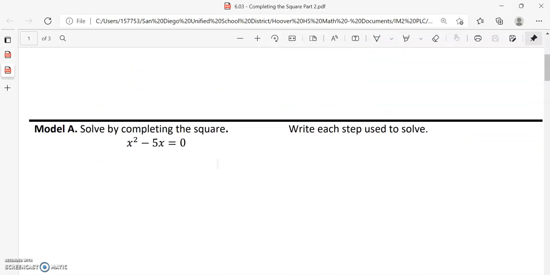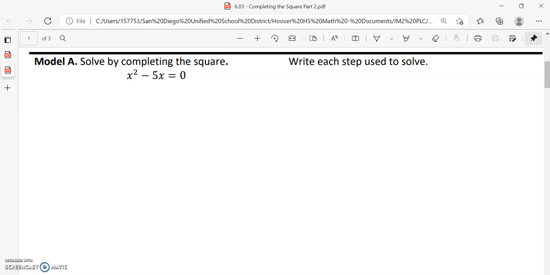Okay. So Model A. The main difference with today is that we're working with an odd number. In the last lesson, they were all even. So when we divided by an even number, we always got a whole number. Today we're going to have fractions. So we're still looking at the -5.